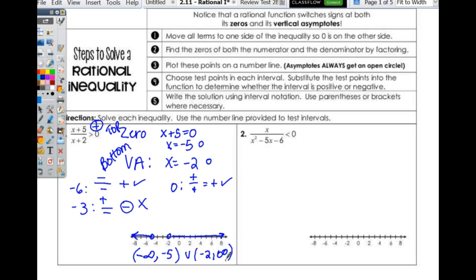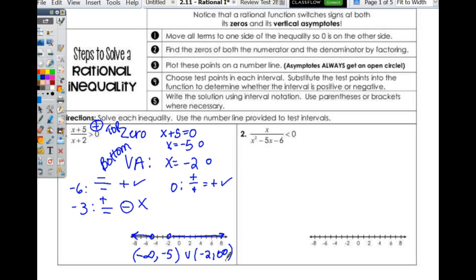So when do you use a bracket? I know, but when? None of these are closed. Why? So the vertical asymptote is always open, and this one doesn't have a line, so it's open. Okay? Yes. Always. Good questions. Anything else?